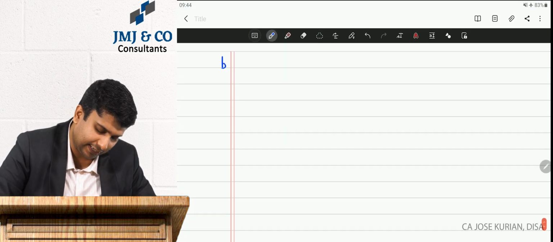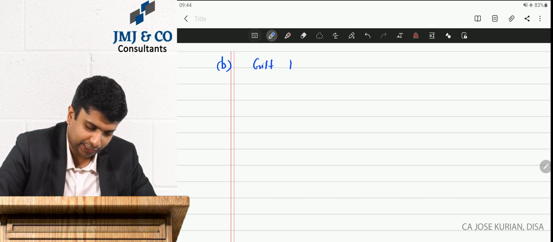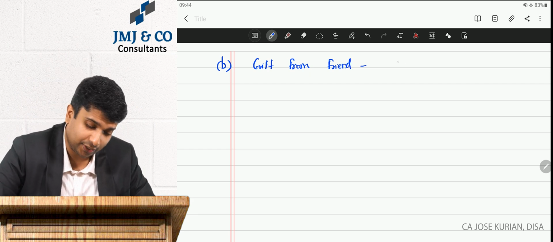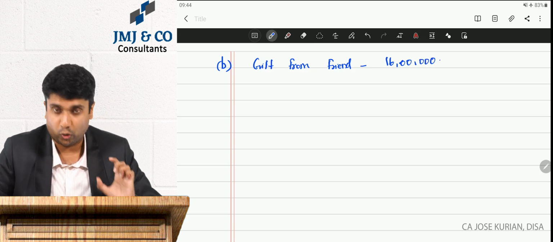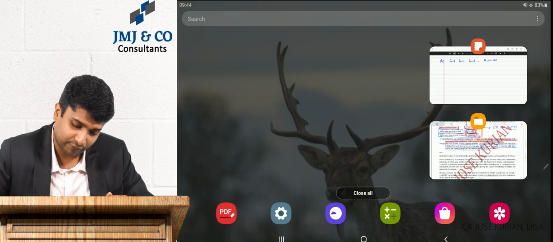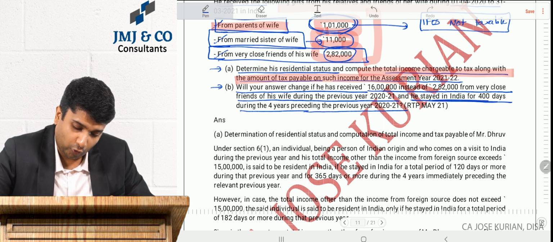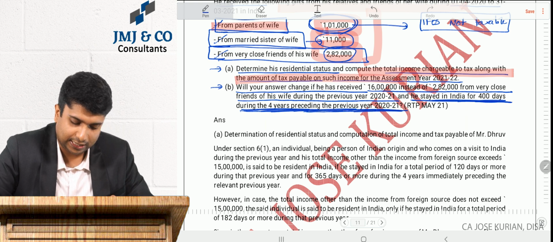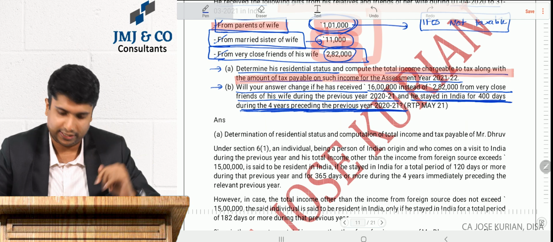So in B part it says your gift from friends, if it is 16 lakh instead of 2,82,000, your answer change? And they are also saying one more thing. What they are saying, he stayed in India for 400 days during the 4 preceding financial years, preceding the previous year. That's what they are saying.